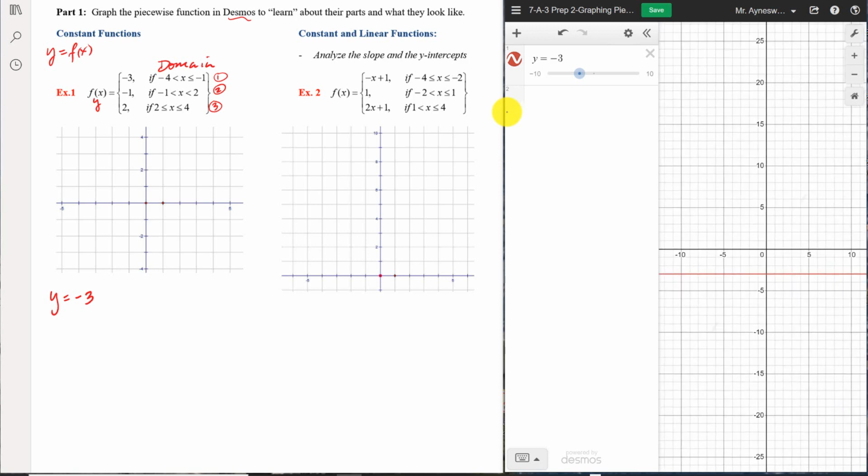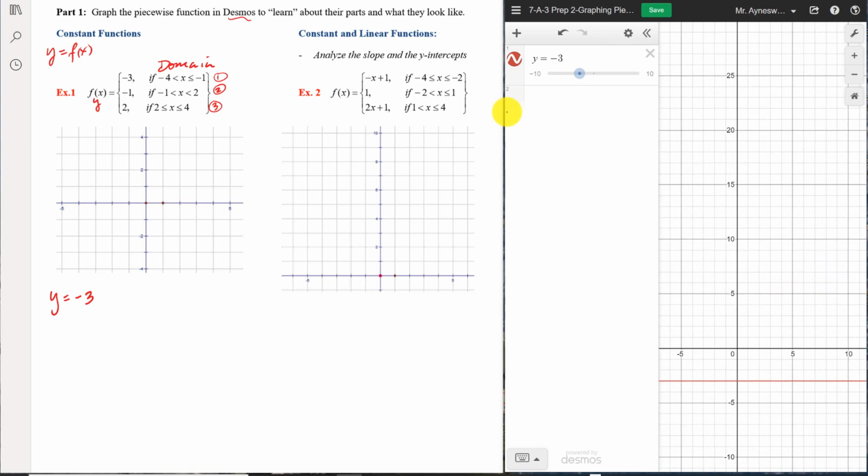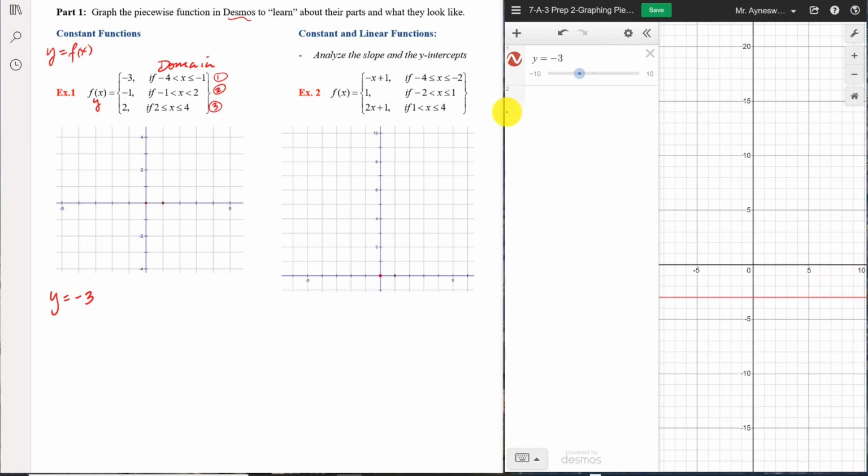Let me zoom out here, so you can see how it's down 3 at -3. All right, it's restricted, and it starts at -4 and stops at -1. All right, so you got to put that in.